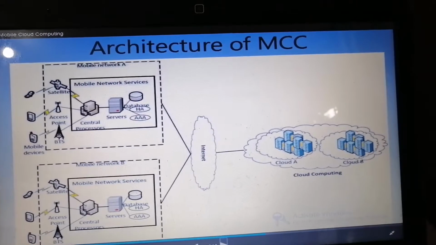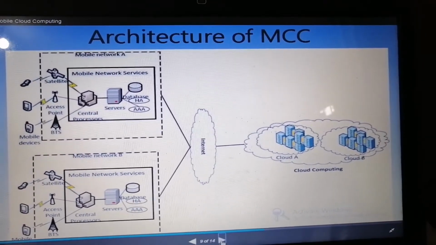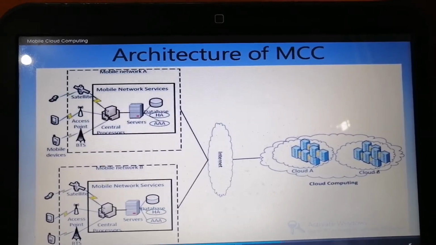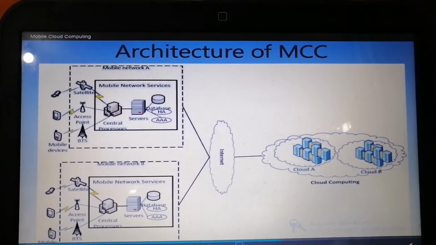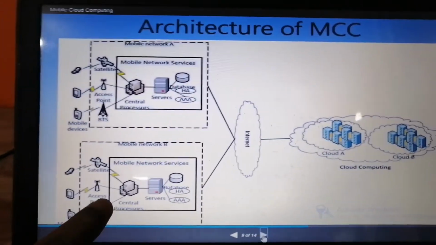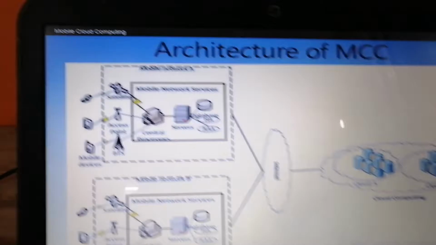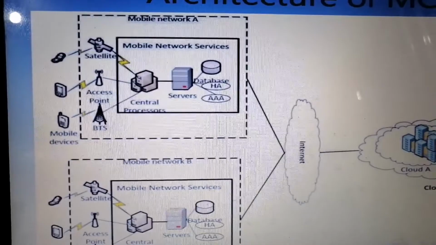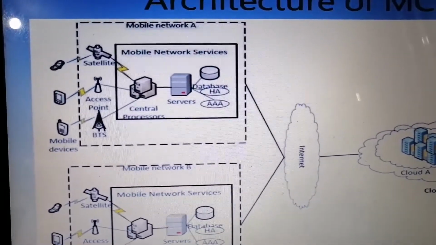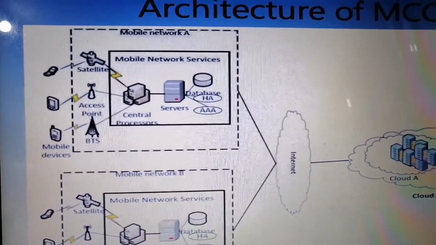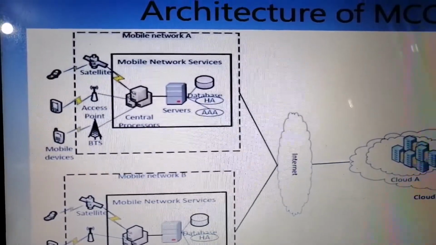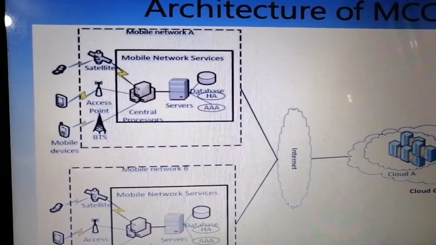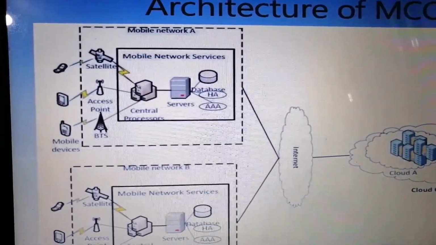Then a very important thing is the architecture of mobile cloud computing. Here you can see two mobile networks, mobile network A and mobile network B. In this diagram you can easily see that the mobile network services are there. Outside that, the satellite, access point, and BTS are there, where the mobile devices are connected using these three options.